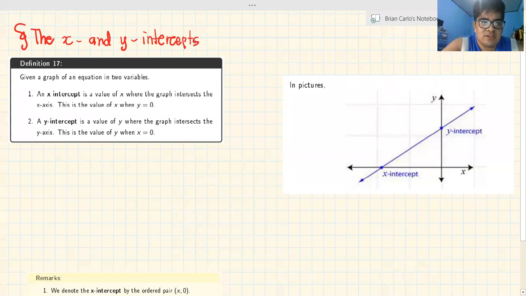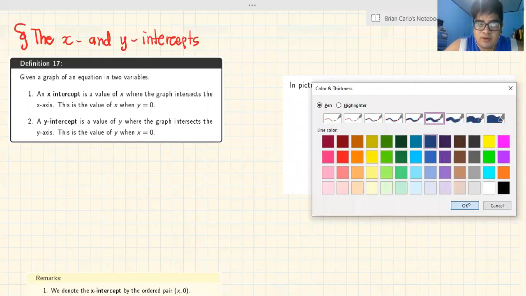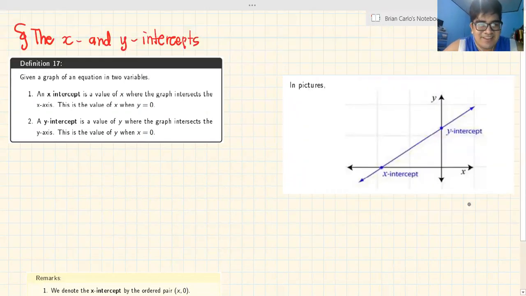But before we start, let's change the color of our pen into dark blue because I'm not mad. Why are we using red?